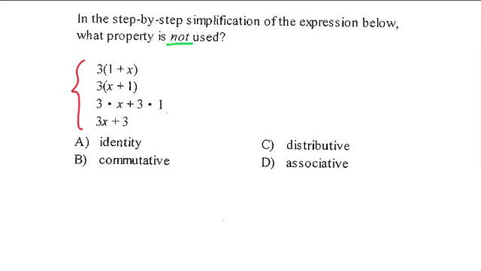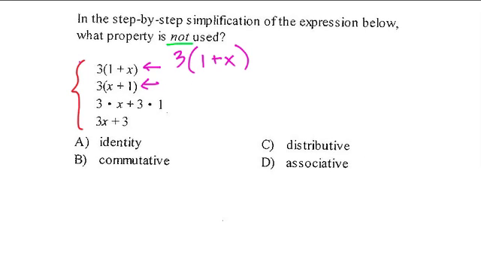So what's the expression? Well, since they're showing the student work here, it stands to reason that the very first thing you see is the expression that's being simplified. In this case, this expression right here, which says 3 times the sum of 1 plus x. So we're simplifying this expression. And how do we do that? Well, notice the first thing they do is they rewrite the expression. And what do they write?